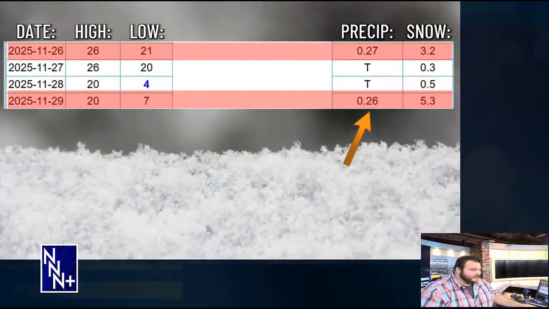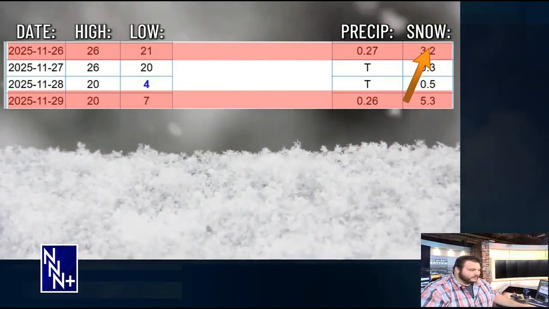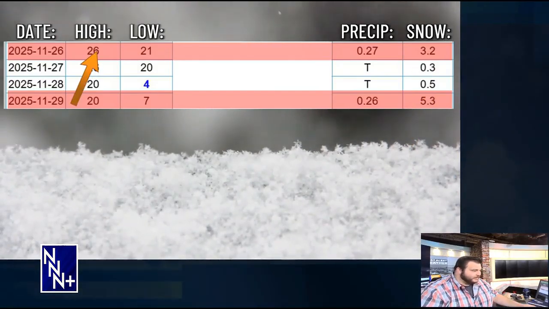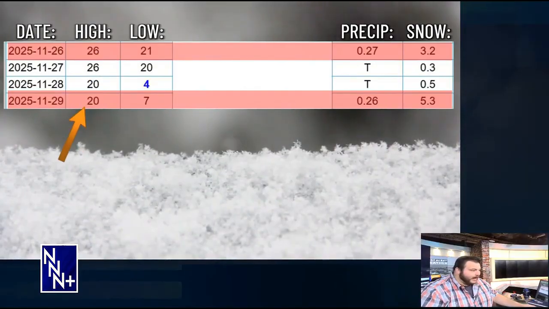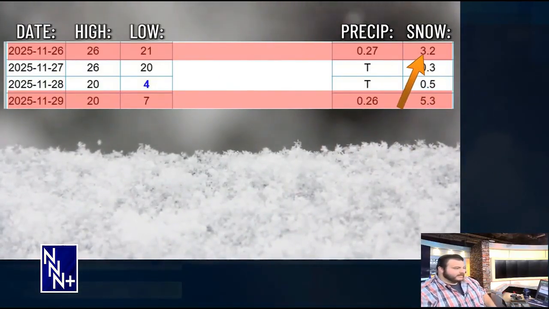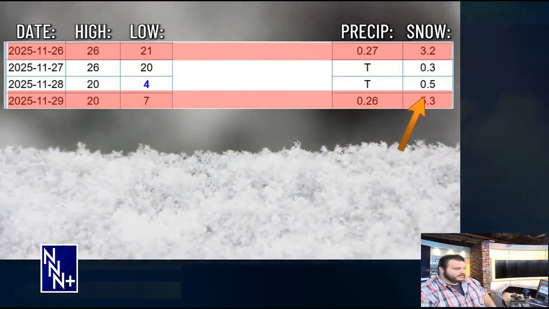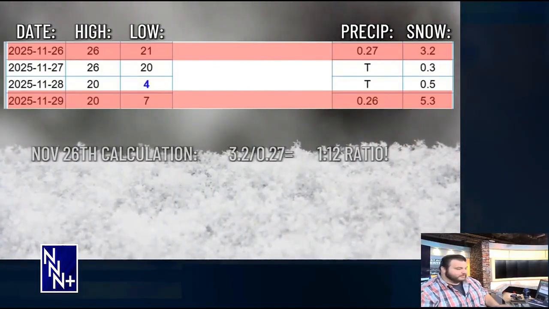So I want to point out that it's almost exactly the same, but our snow totals are pretty different by about 2 inches. We got 2 inches more here. Why would that be? Well, that is because of our temperature. Look at this. Our actual high temperature was 26 degrees, a little bit warmer. Our actual high temperature on the 29th was 20 degrees, colder by about 6 degrees. So that difference in temperature caused our snowfall to be that much more here, 2 inches on the 29th, and just a little bit less than that here on the 26th. 3.2 inches, 5.3 inches with the same amount of precipitable water.